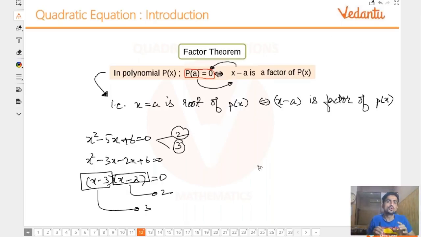Okay guys, so from today onward, how I will be stating this theorem is: a is a root if and only if x minus a is a factor. So if a is a root, then x minus a is a factor. If x minus a is a factor, then obviously a is a root. Now guys, let us do a few examples on the factor theorem.